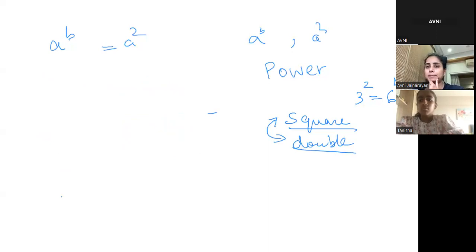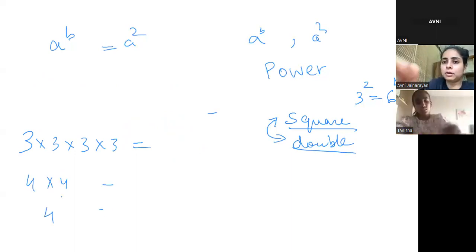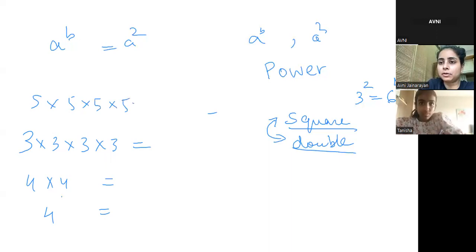All right. Now Tanisha, I'll give you another thing. But this will be the reverse. I would want you to write down the power. Okay. 3 into 3 into 3 into 3. What will this be? 4 into 4. What will this be? 5 into 5 into 5 into 5 into 5, what will this be? Okay?